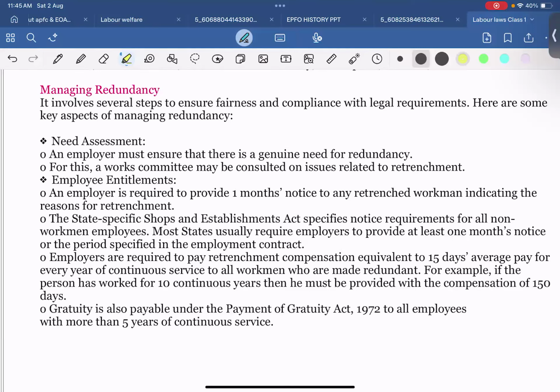Do you understand Hindi? Yes. I got it. Yes. Okay.